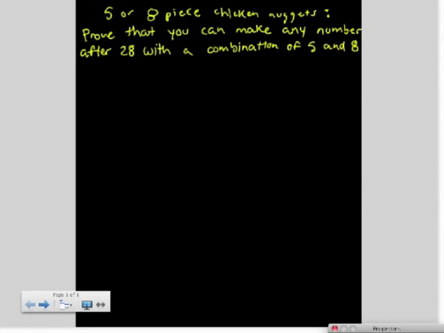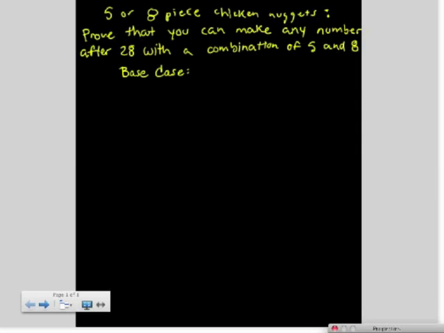Okay, so now we're going to do another example of induction. For this example, we have 5 or 8 piece chicken nuggets, and we want to prove that you can make any number after 28 with a combination of those 5 and 8 piece chicken nuggets. So what we're going to do first, obviously, is do our base case.